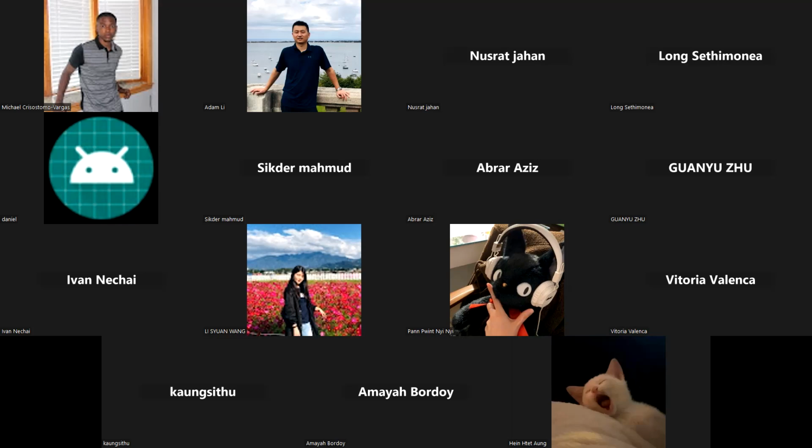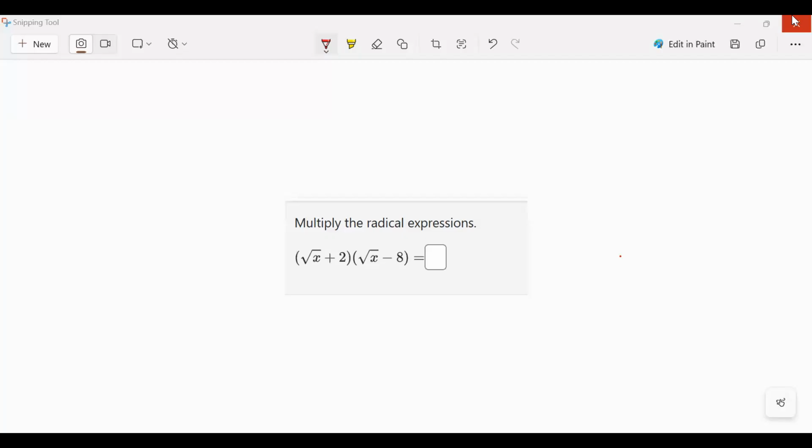All right. Let me go over this question really quickly, and I'll walk through it in a second just to fix this problem. First of all, we just distribute, FOIL this, one more time. Square root x times square root x will be x, and then square root x times -8 is -8 square root x. And 2 times square root x is 2 square root x. And 2 times -8 is -16.